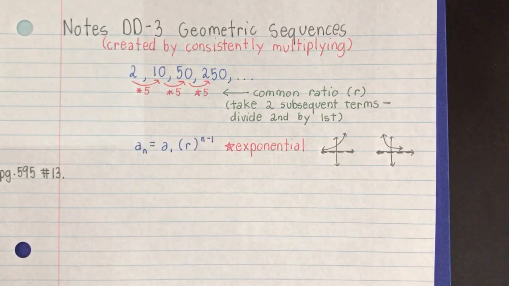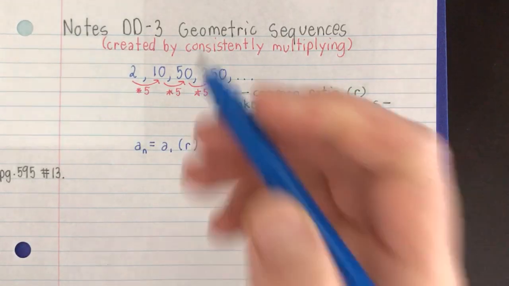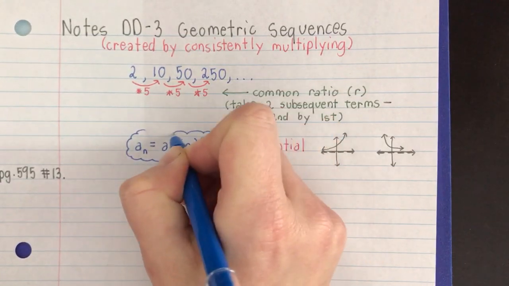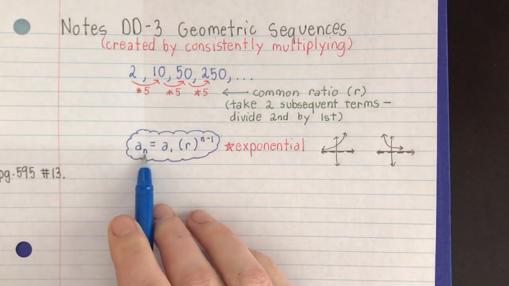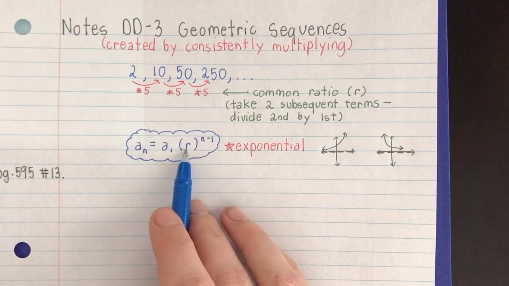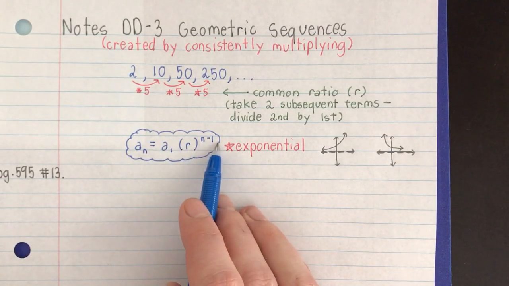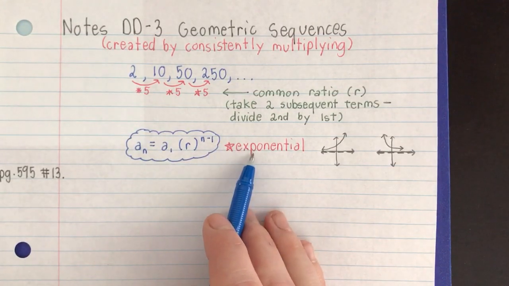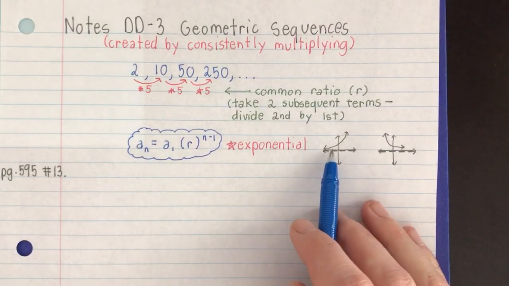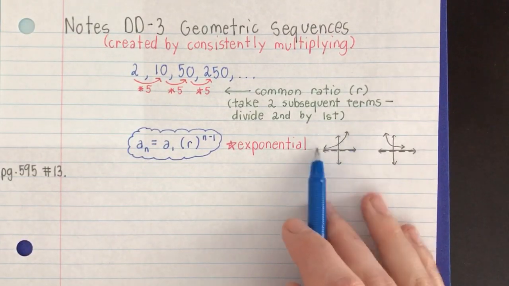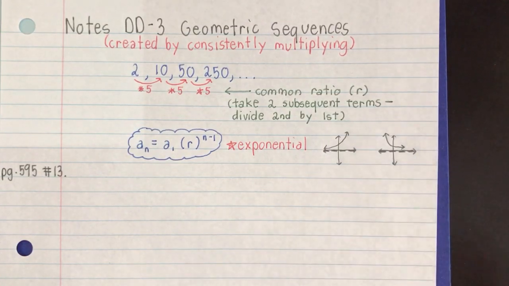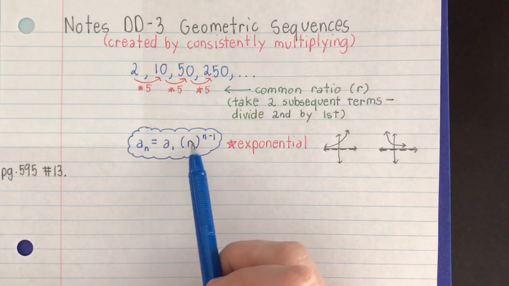The formula for geometric sequences, the explicit formula, is as follows: a sub n equals a sub 1 times r raised to the n minus 1. You probably already noticed that this is an exponential type equation. Remember that when talking about exponential graphs, we had either the growth situation or the decay. And as you know, that has everything to do with that r value, that common ratio.